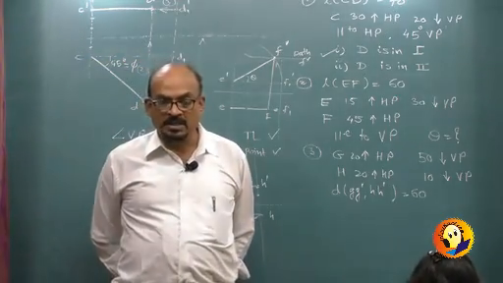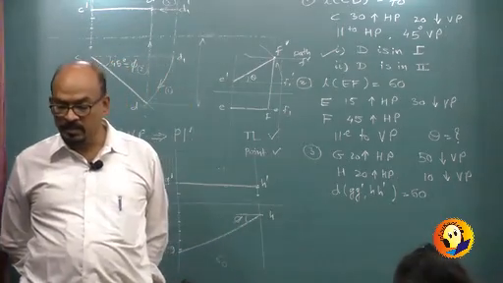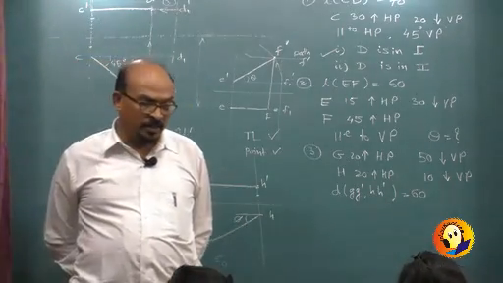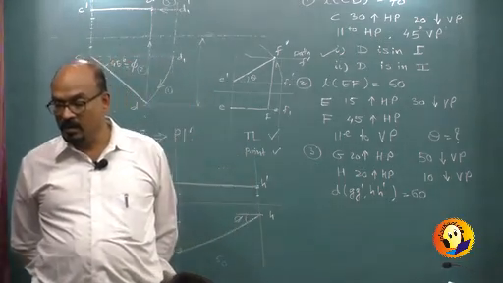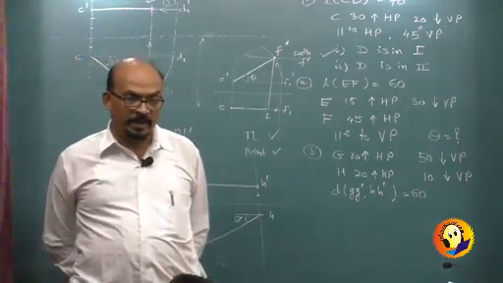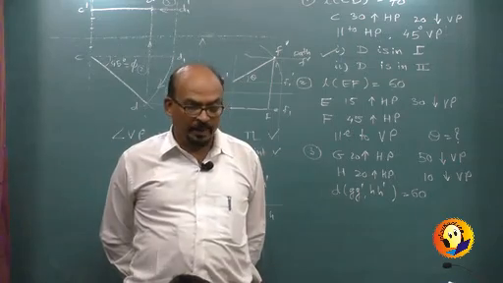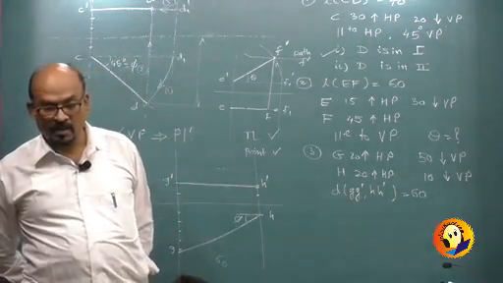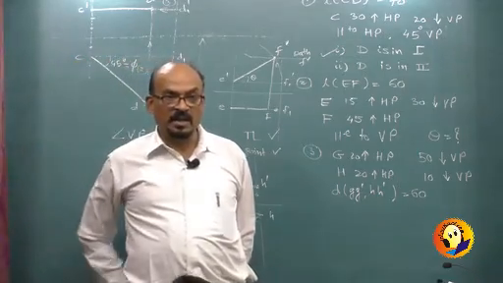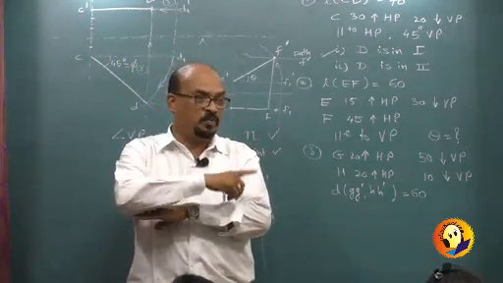Right? Distance from HP, comma, angle with HP will be seen in elevation. It has to be seen in the front view.